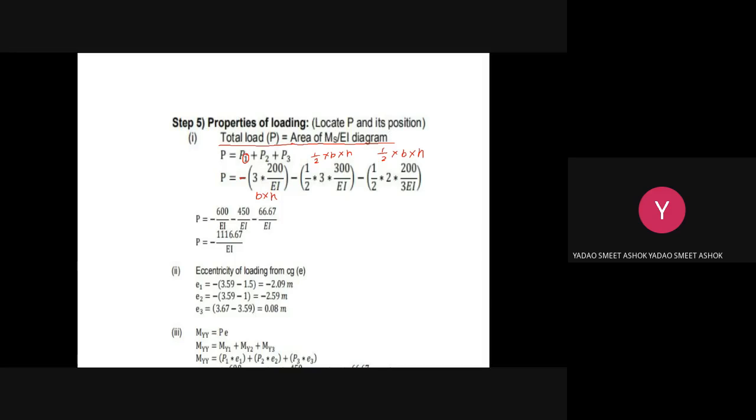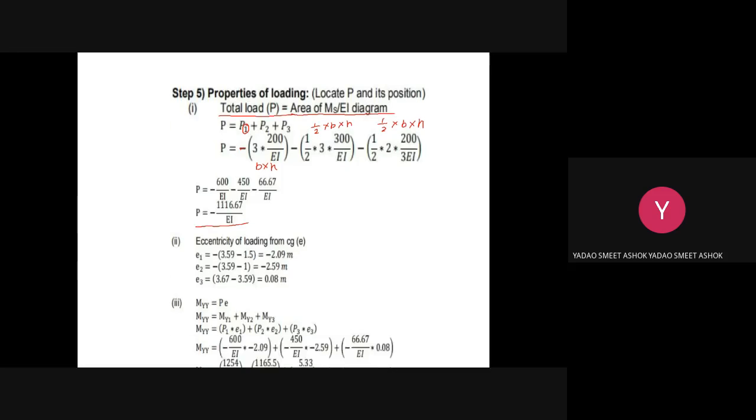500 minus 200 will get 300, and for the third triangle, I is going to be changed, so it becomes 200 by 3 EF. If you solve this, you will get the total value of load. Total load is minus 1116.67. You will get this value.